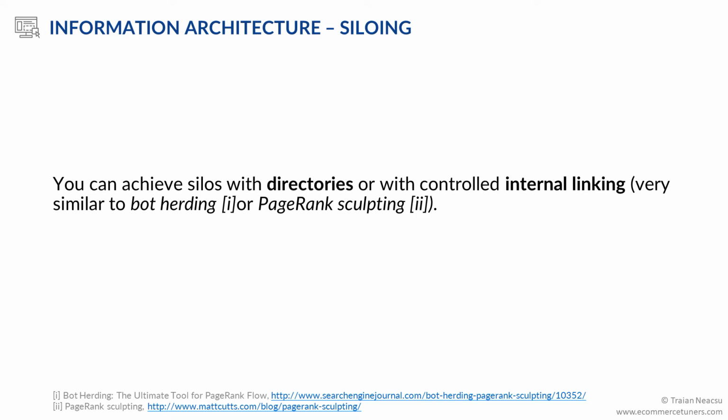With internal linking, you can create virtual silos, as pages in the same silo don't need to be placed under the same directory. You achieve virtual silos by controlling internal links in such a way that search engine bots will only find links to pages in the same silo. This is a very similar concept to bot herding or PageRank sculpting, with subtle differences in meaning and application.